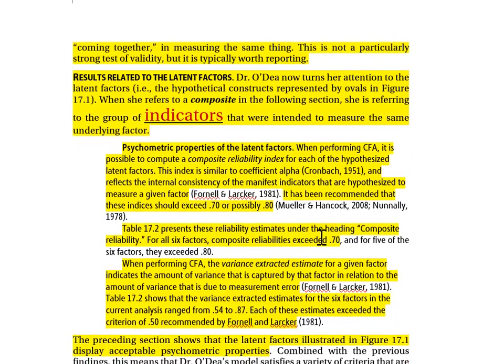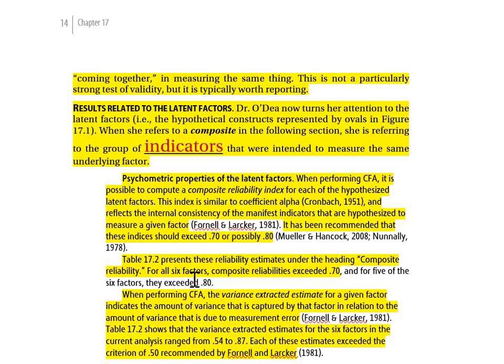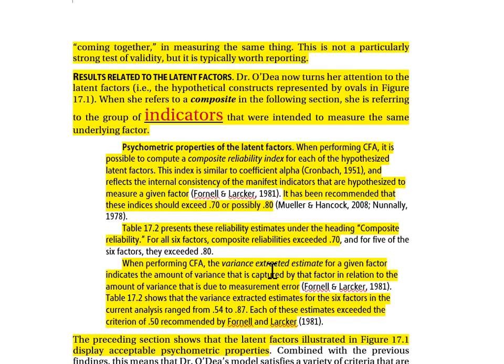Going back to page 14, where we had left off, we continue with this paragraph. We go to the third paragraph of her write-up. When performing confirmatory factor analysis, the variance extracted estimate for a given factor indicates the amount of variance that's captured by that factor in relation to the amount of variance that's due to measurement error. Table 17.2 shows that variance extracted estimates for the 6 factors in the current analysis range from 0.54 to 0.87. Each of these estimates exceeds the criterion of 0.50 recommended by Fornell and Larcker.